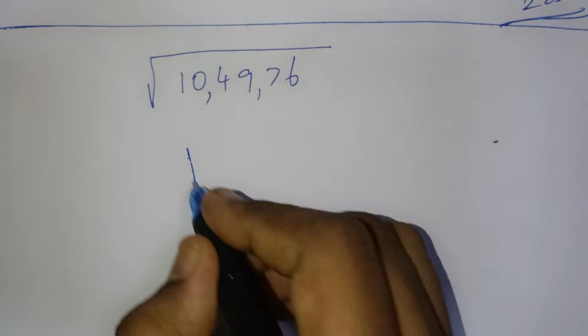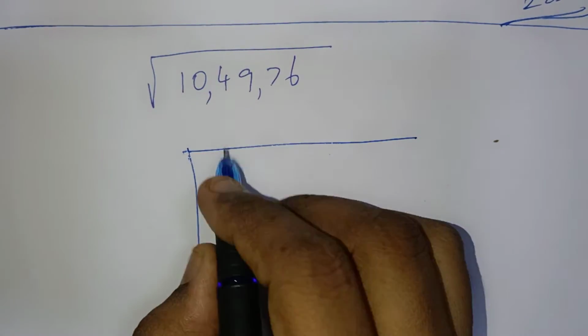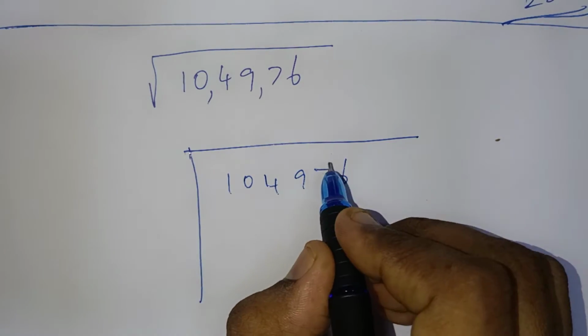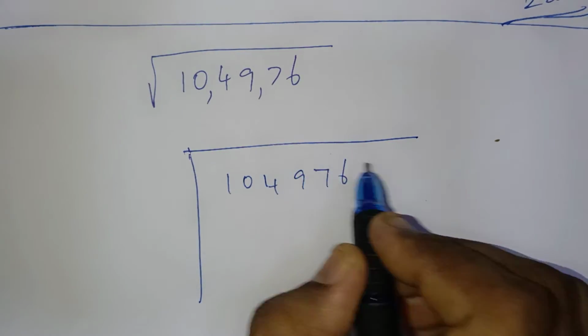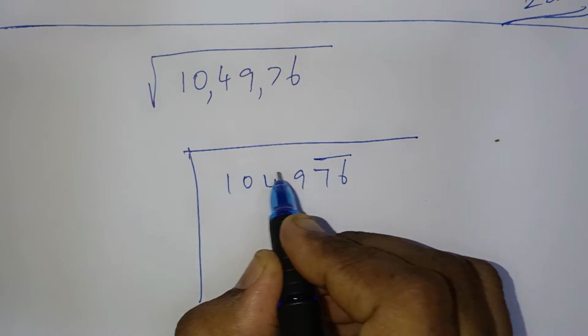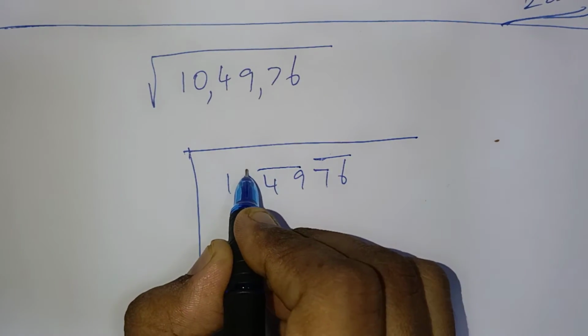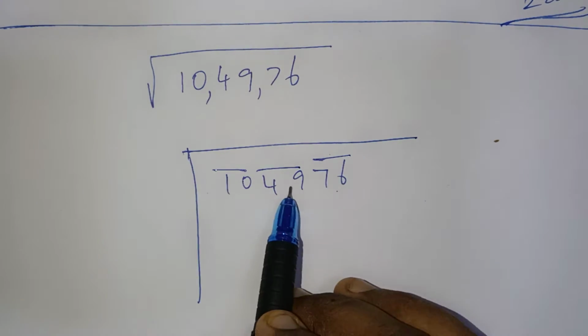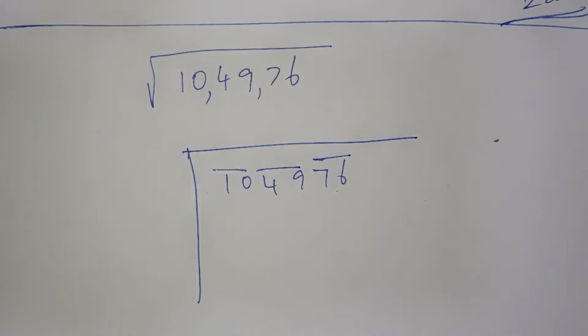See, so in the long division method, the first step is to write the number and group it. From the last, you have to group in terms of 2: 1, 1, 2, 1, 2 and 1, 2. Now this is an even number, so it is evenly grouped. There is no number left behind ungrouped.